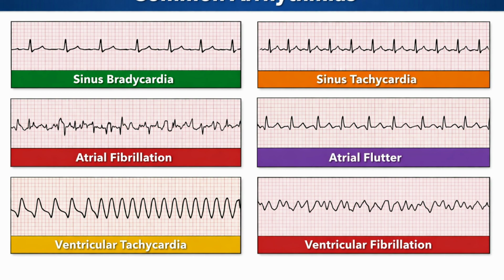6. Ventricular fibrillation. Ventricular fibrillation is a severe and life-threatening arrhythmia characterized by chaotic and disorganized electrical activity in the ventricles, leading to ineffective heart contractions and absence of cardiac output.